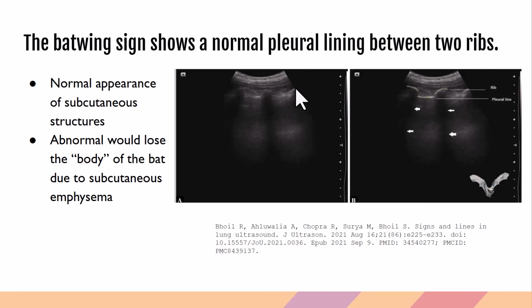So this actually shows us the bat wing sign. You can see highlighted on this picture the ribs representing the wings and the pleural line in between representing the body of the bat. And then we have shadow coming off the ribs, which again helps us to identify that those are indeed ribs. In the abnormal view of this, if there was a lot of air in the subcutaneous space here, that would be a subcutaneous emphysema, and we would lose visualization of the shadowing. We would lose visualization of the pleural line.